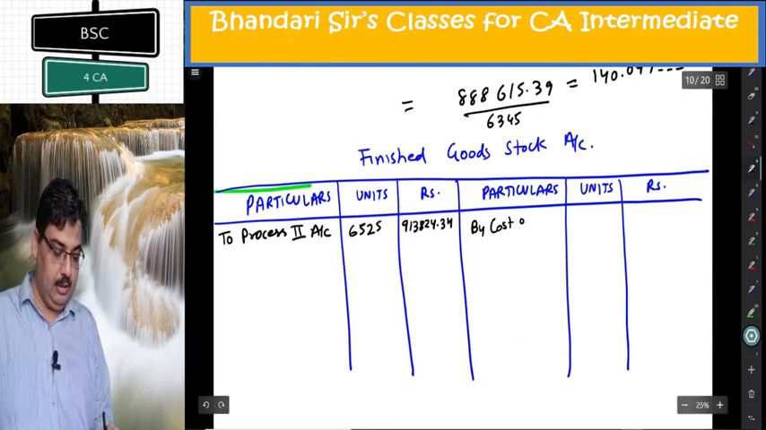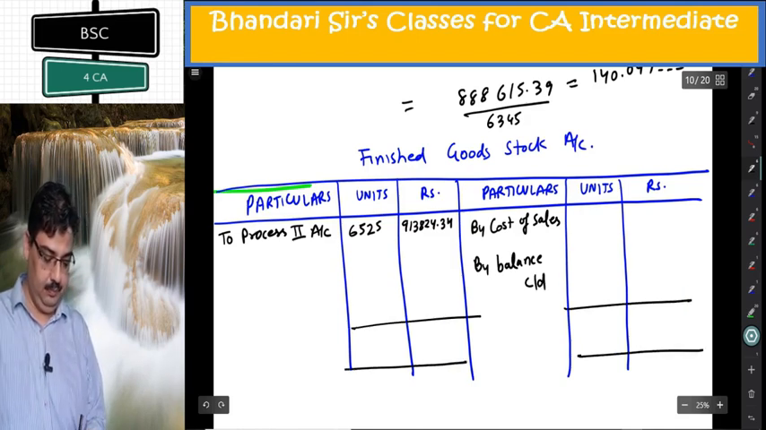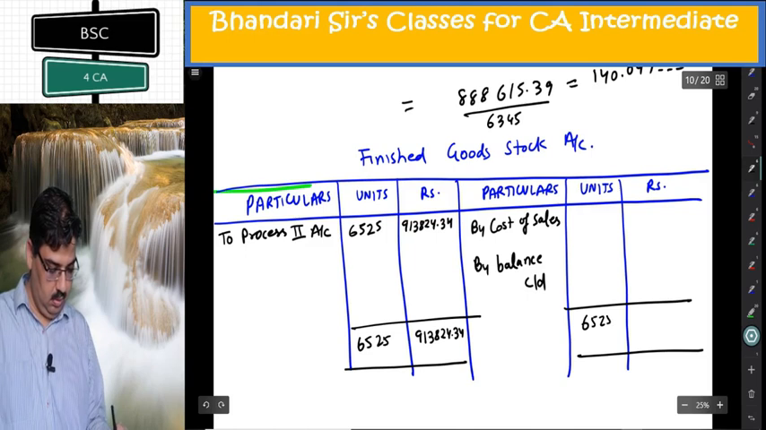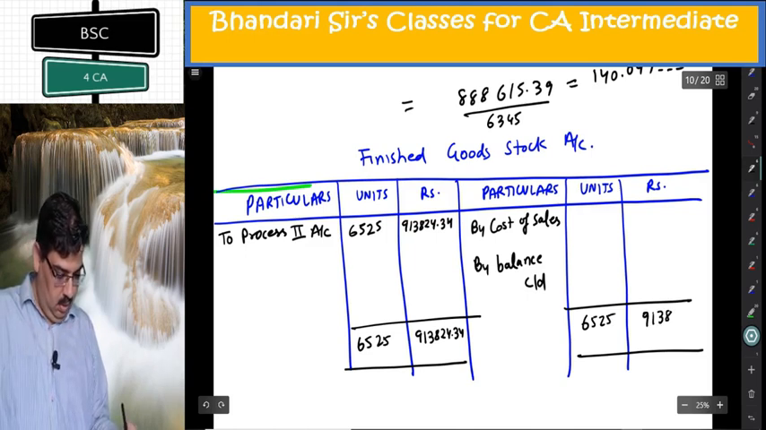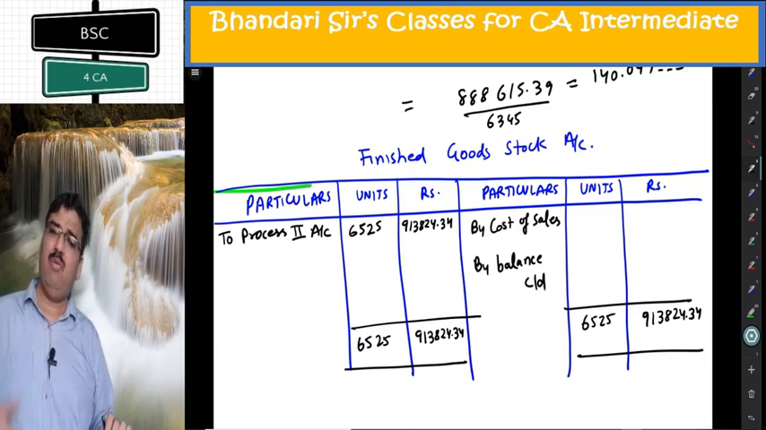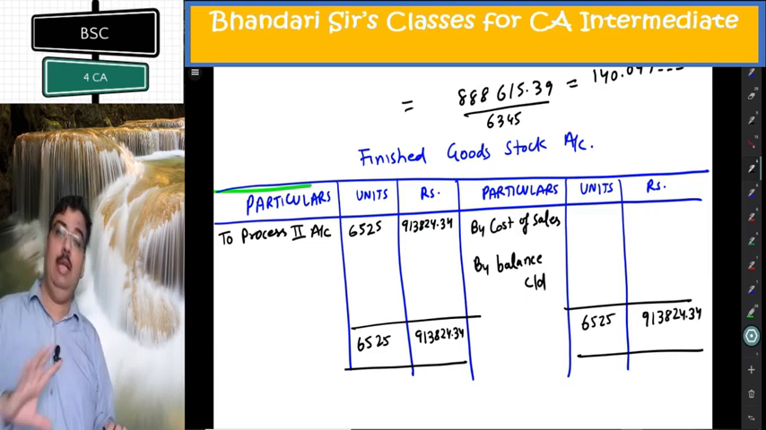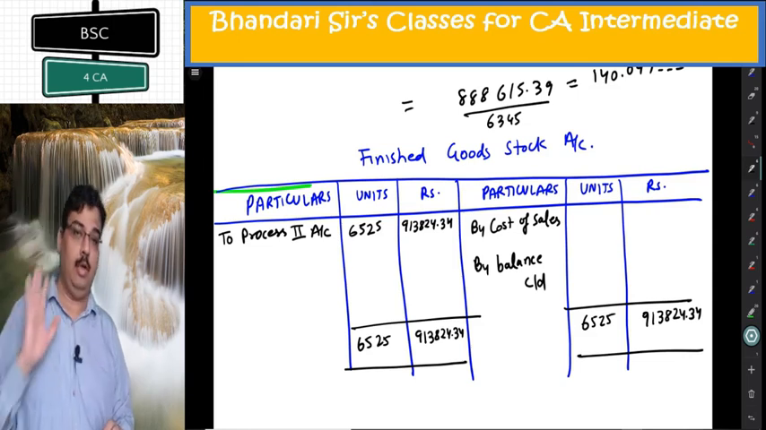By cost of sales, by balance carried on, which will go to balance sheet. It is very simple. You have sold 6,000 units. At whatever profit, sale will come in costing P&L. Sale will not come here. Profit never comes in my process costing except in case of inter-process profits. That we are going to do later.